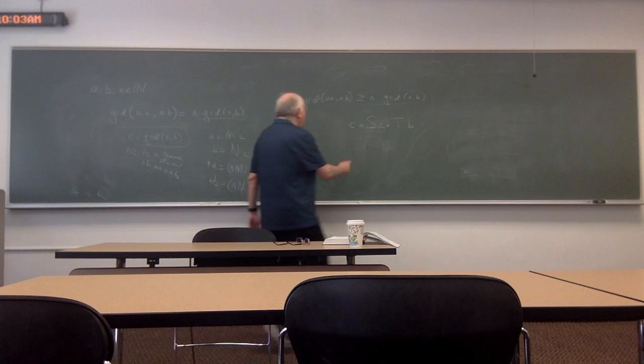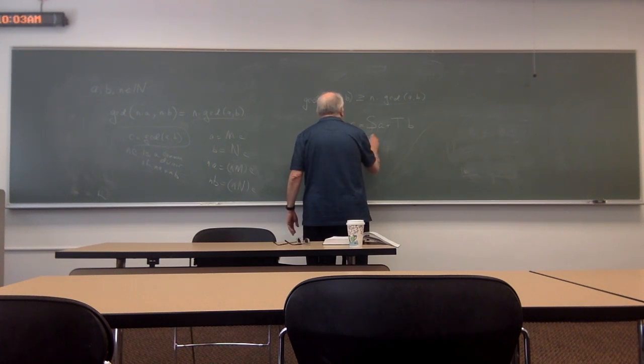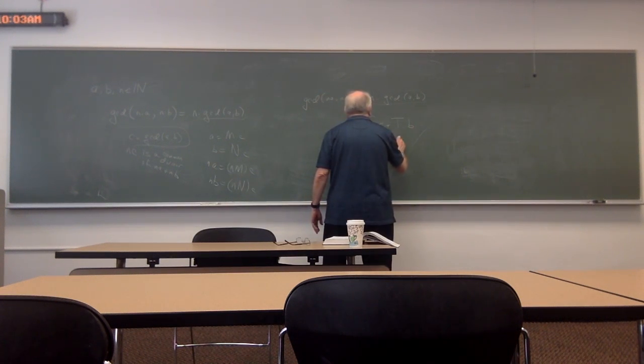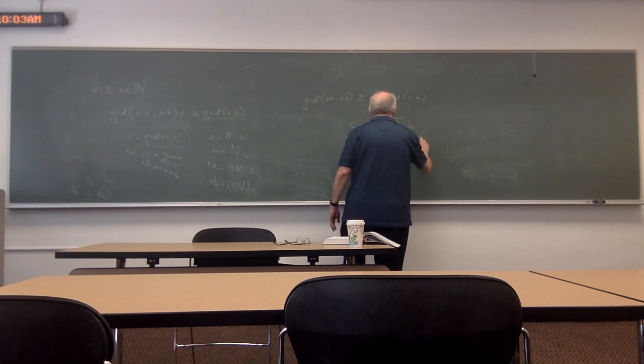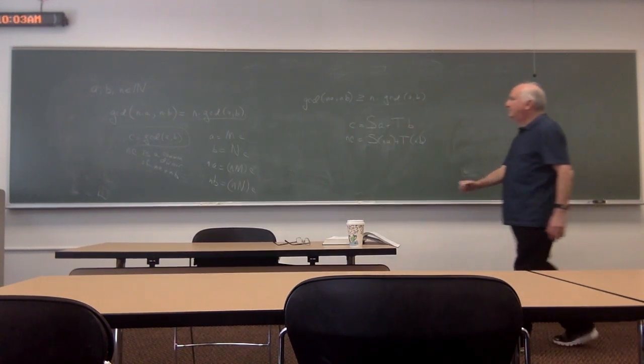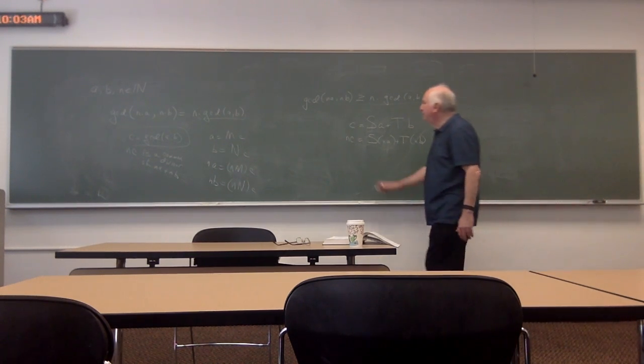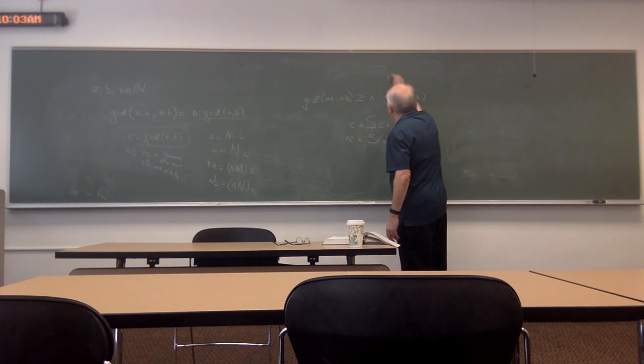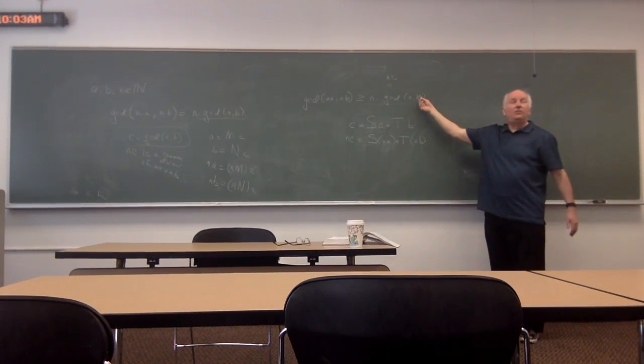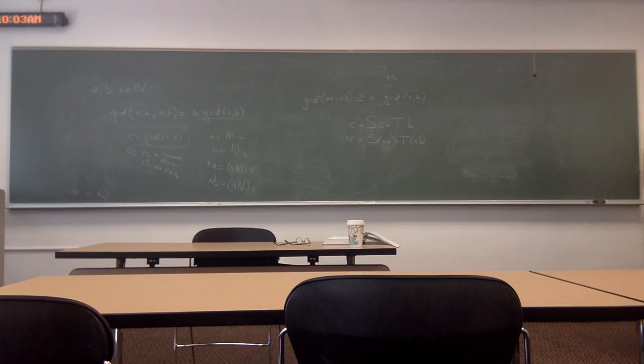So if I multiply both sides here by n, this says that I can write, remember, C is just a shorthand for the greatest common divisor of A and B. This says I just wrote n times C as a multiple of NA plus a multiple of NB.